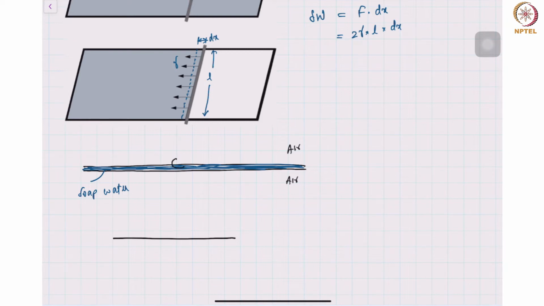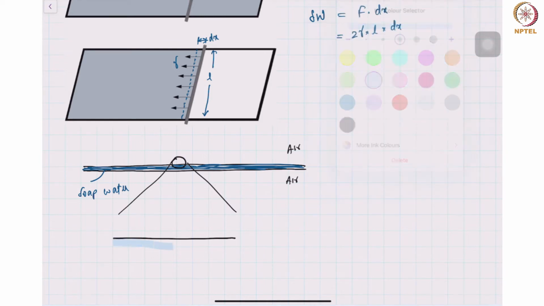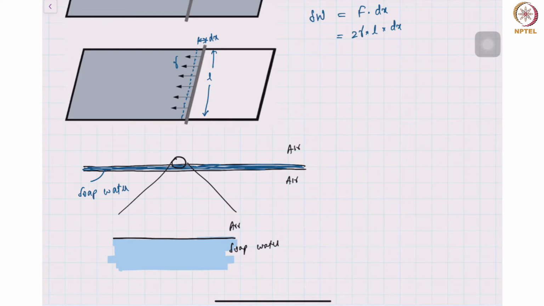I zoom into this part of the soap film and I ask, how does it look? Okay, so what we have now is water at the bottom, or soap water at the bottom to be precise, and we have air at the top. So we have air and soap water.